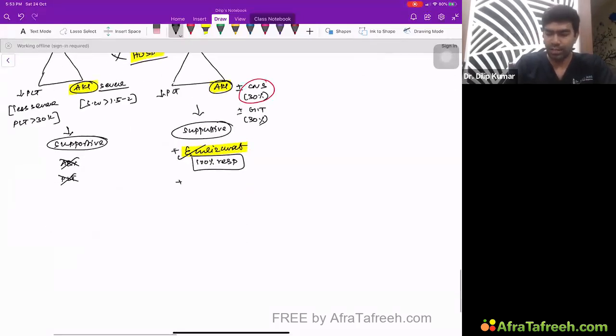Suppose if the patient is having CNS involvement, you can add plasma exchange. Plasma exchange is added if the patient is having CNS involvement. So whenever there is CNS involvement, plasma exchange is extremely helpful.